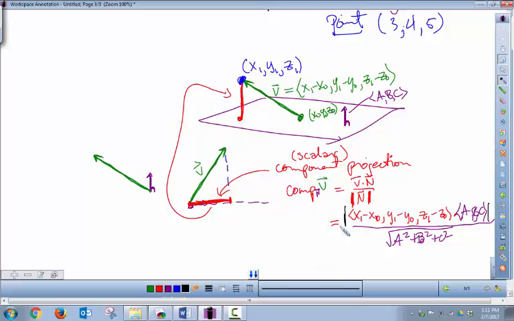Yes? It doesn't need to, because we don't care about the vector length. I mean, we don't care about the vector itself. We care just about the length of this thing that we're looking for.